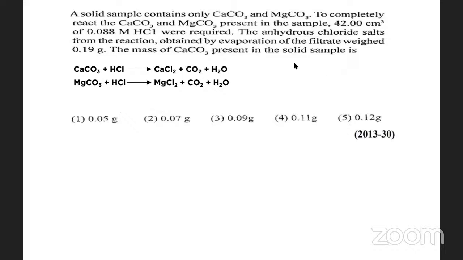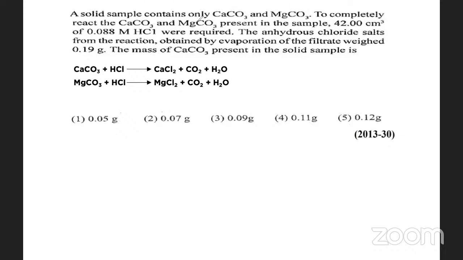A solid sample contains only calcium carbonate and magnesium carbonate. And you are supposed to try these questions at home. So I'll keep explaining them one after the other. When you have doubts, you can ask me in the chat so that I can stop and explain that specific part once again. A solid sample contains only calcium carbonate and magnesium carbonate.